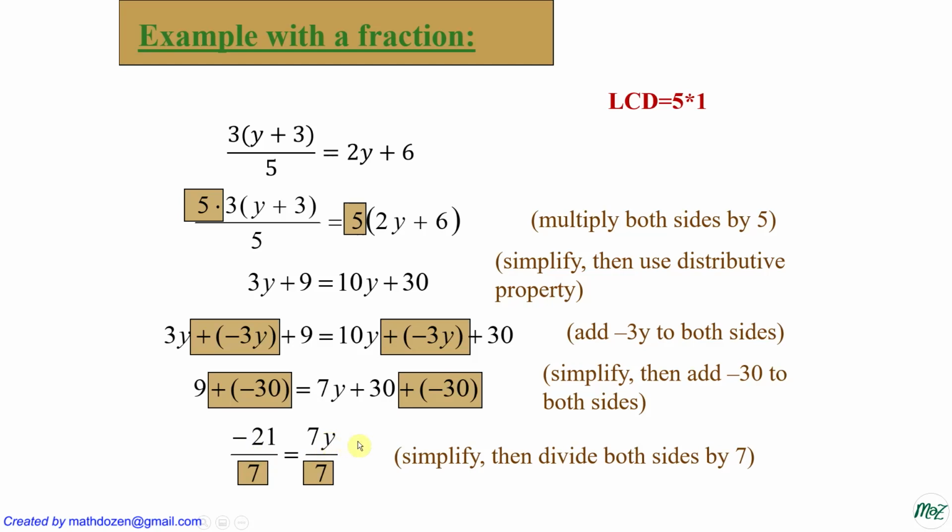And then to get rid of the 7 in front of the variable, we're going to divide both sides by 7. So this time we get the variable equals negative 3 as our possible solution. The best way to check it is to substitute that number in the given original equation.